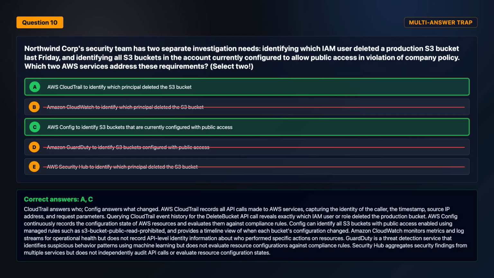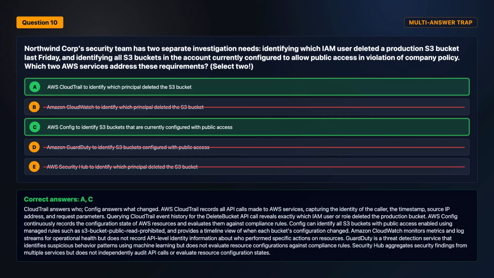AWS Config continuously records the configuration state of AWS resources and evaluates them against compliance rules. Config can identify all S3 buckets with public access enabled using managed rules such as S3 bucket public read prohibited, and provides a timeline view of when each bucket's configuration changed.